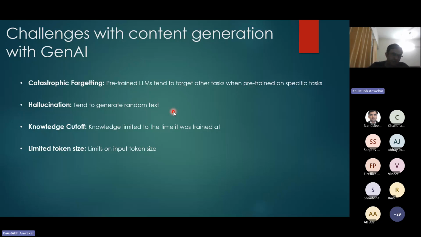Knowledge cutoff: knowledge-wise, it is limited only to the time it was trained. So if GPT-4 was released in July 2022, then it won't know anything that has happened after July 2022, right? And token size limit. How much input can every model consume? Generally, the open source models like Llama, of course, they are free, so they have a very limited token size. But other models are paid and they offer more token size.